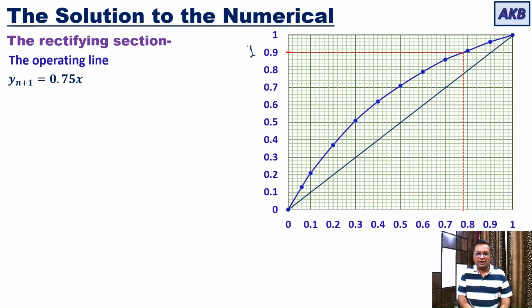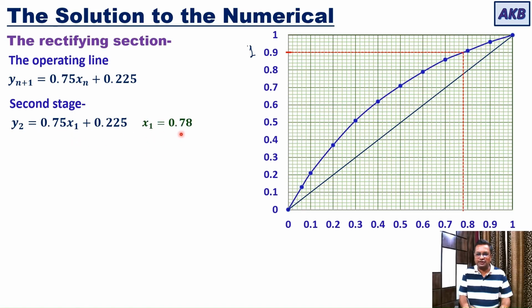Now let us do the second stage. For that, again, we are going to use the equation of the operating line: yn+1 = 0.75 xn + 0.225, the equation that we got previously. For the second stage, this equation will be transformed to y2 = 0.75 x1 + 0.225. Here, x1 is the value that we obtained previously, 0.78. So y2 = 0.75 into 0.78 plus 0.225, which gives me y2 as 0.81.